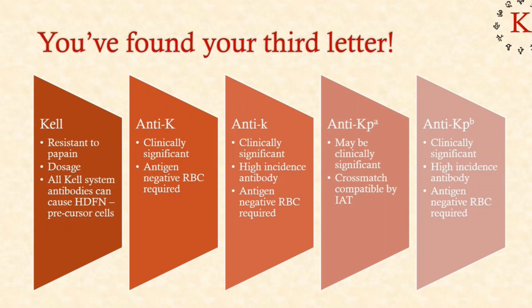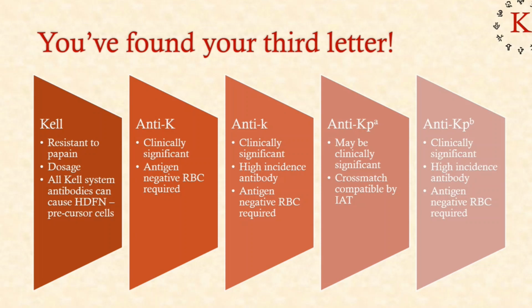As I've said there, the KEL blood group system is resistant to papain. It can show dosage, and all KEL system antibodies can cause HDFN, but in a different way to HDFN caused by anti-D. This affects the precursor cells, so it doesn't matter what the titer is, it can impact the pregnancy. So a woman who's made anti-big K would be monitored every 4 weeks up till 28 weeks, and then every 2 weeks after that, regardless of the strength of the titer.